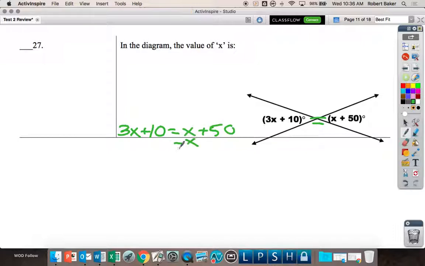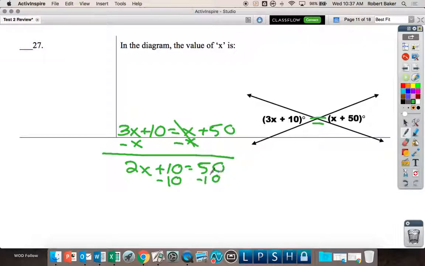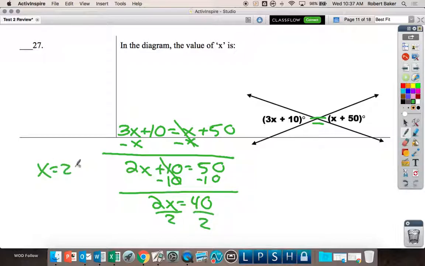I did minus an x from both sides. And then you have to subtract 10 from both sides. And you have to divide both sides by 2. Really encourage you guys to plug that back in, make sure that it works. 3 times 20 is 60, and 60 plus 10 is 70. 20 plus 50 is 70. So it does check out, the math does work, they both equal 70 degrees.